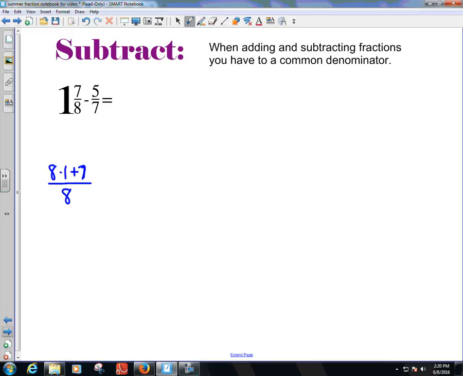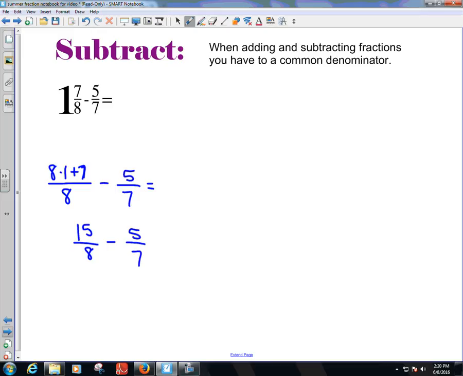8 times 1, I'm going to bring this down real quick. 8 times 1 is 8. 8 plus 7 is 15. So this fraction becomes 15 over 8 minus 5 over 7. All right, so the lowest number that both 8 and 7 go into is 56.